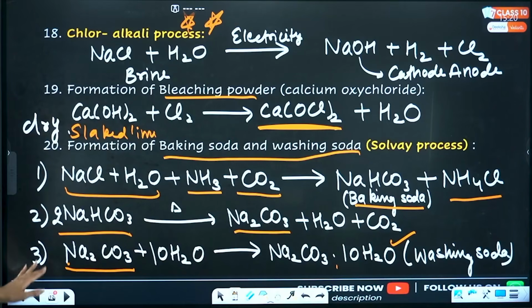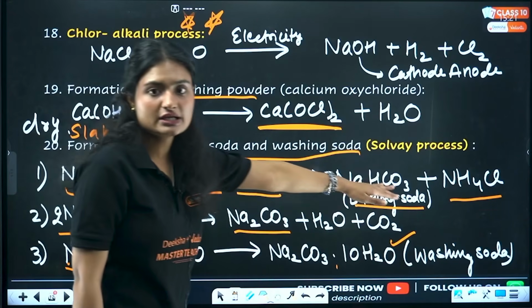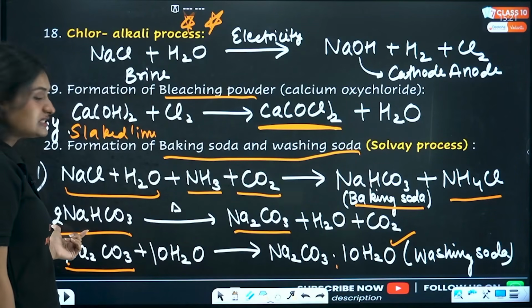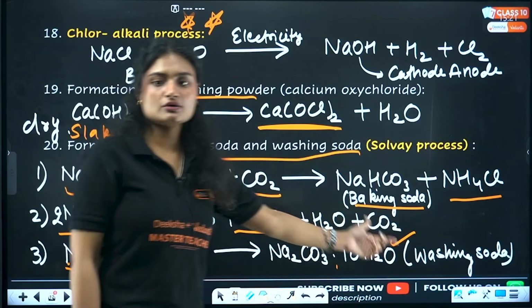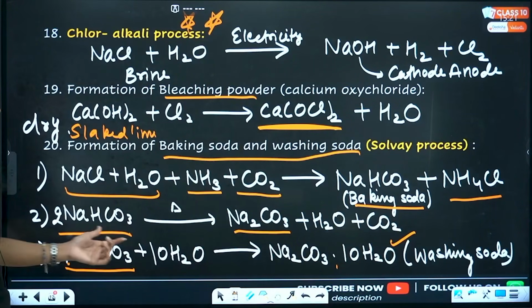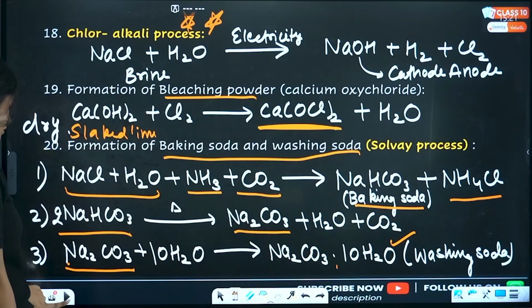Just memorize these three reactions, they are your Solvay process, right? First step, brine, add ammonia to it, pass carbon dioxide gas, we get baking soda and ammonium chloride, and then you heat this baking soda, you get sodium carbonate and water plus carbon dioxide. Then to this sodium carbonate, add 10 water of crystallization and it forms washing soda. These three steps are called your Solvay process.